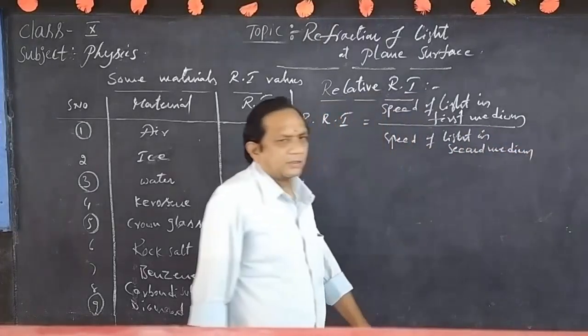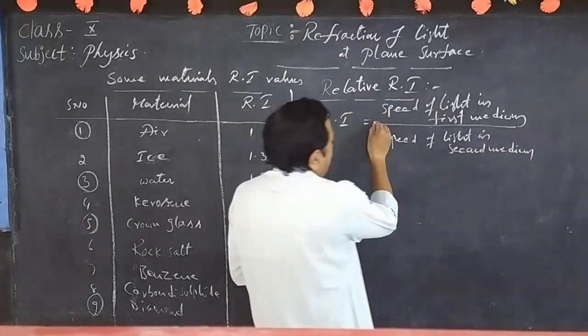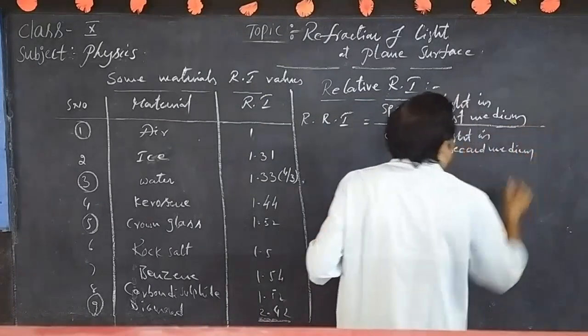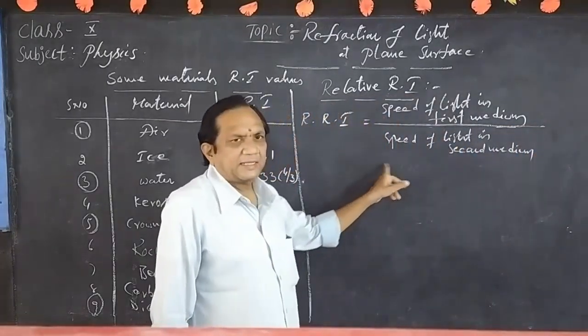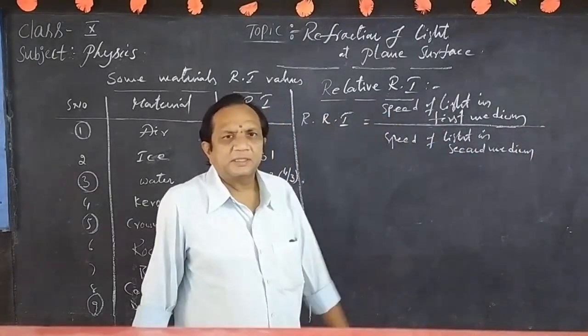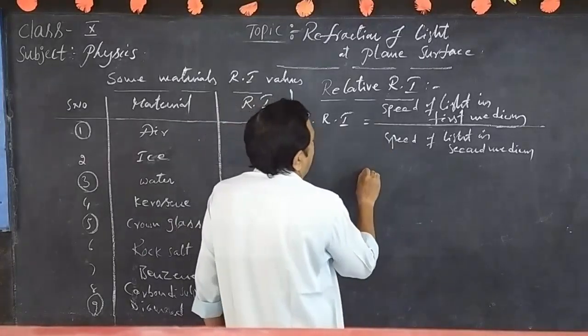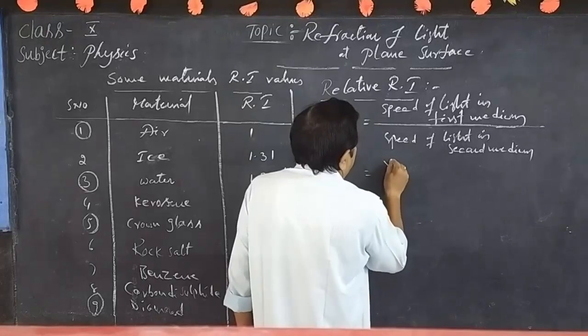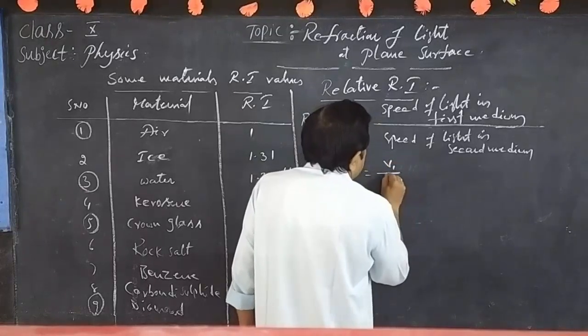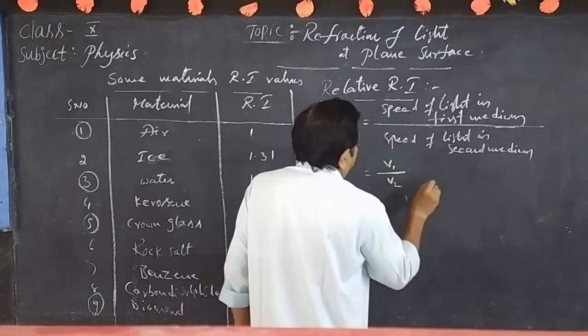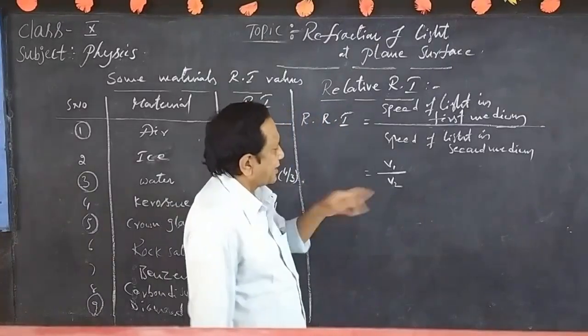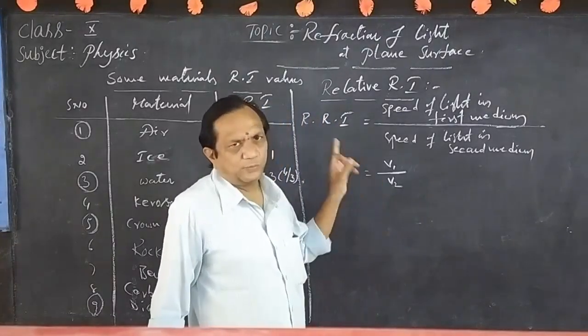For the second medium, we also have to consider the ratio between the speed of light in the first medium to the speed of light in the second medium, which is also called the relative refractive index. So according to this, we write the speed of light in the first medium as V1 and in the second medium as V2. So the relative refractive index is V1 by V2.